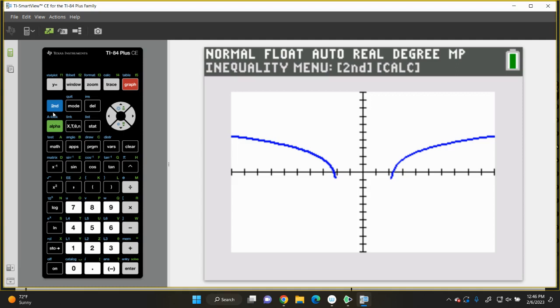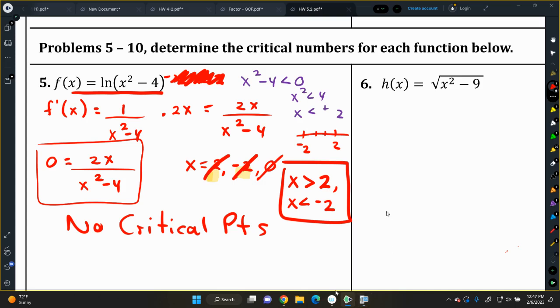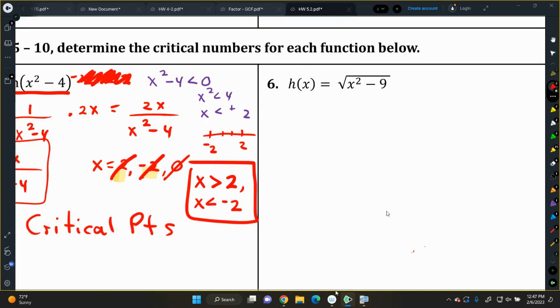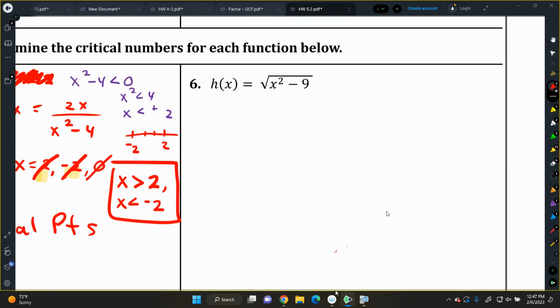Okay? Understand the function. This is going to continue on. This is continuing down. This is continuing up. There are no extremas. And that's why we didn't get any critical points. So before we start looking for critical points, we have to determine what our domain is, right?